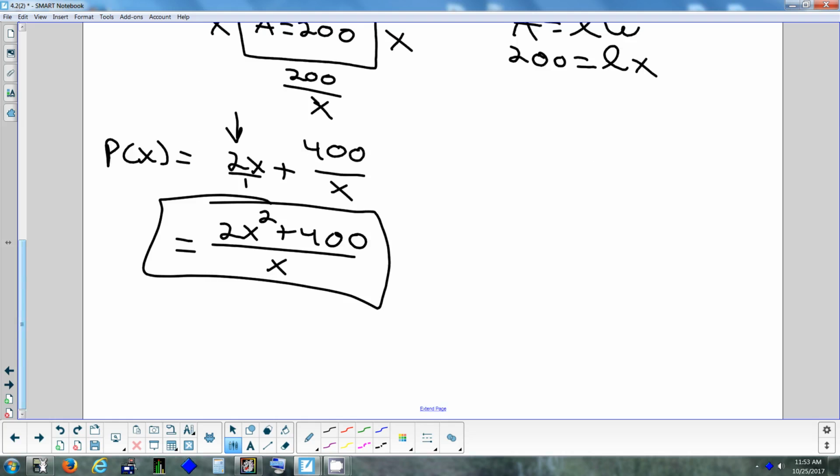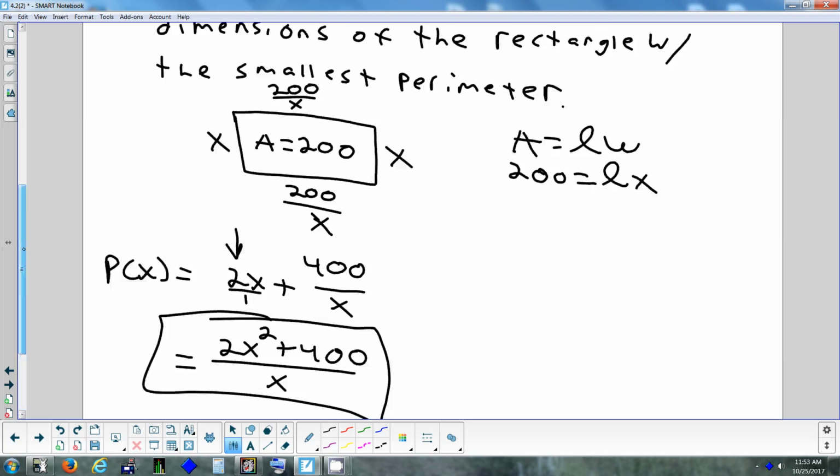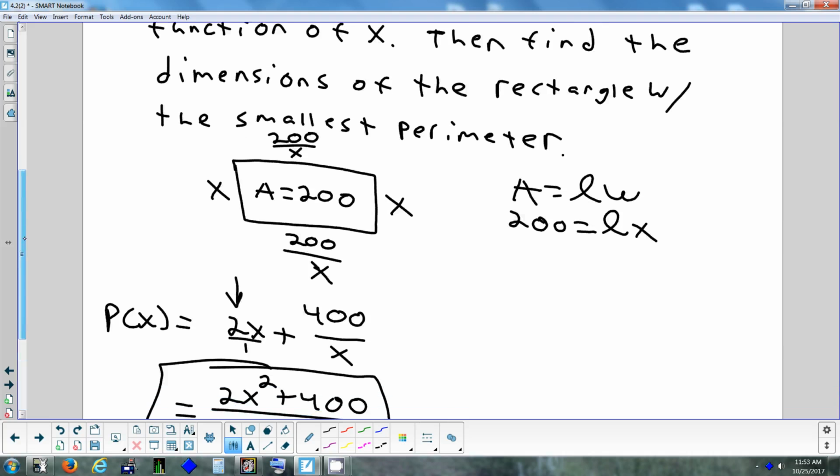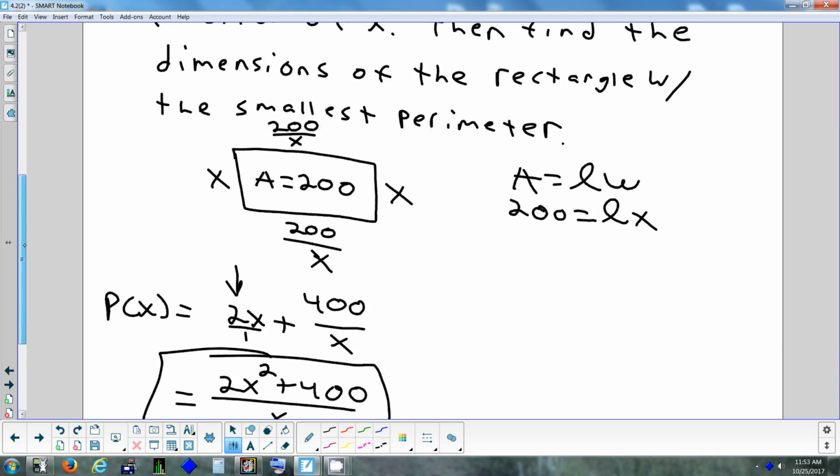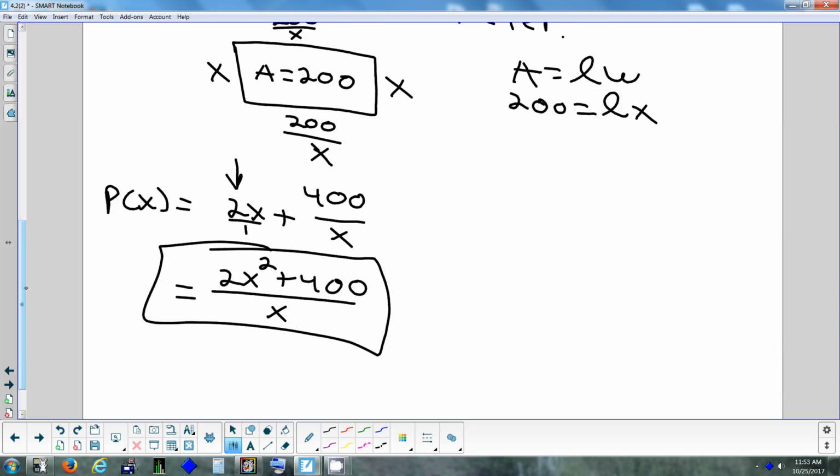So there's a formula for the perimeter. Any question on that? Rue, did you have a question? No. No? Okay. So now we've got the perimeter. We want to find the dimensions with the smallest perimeter.